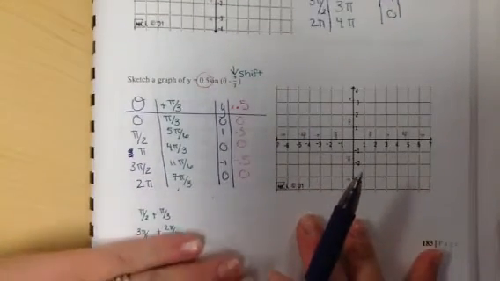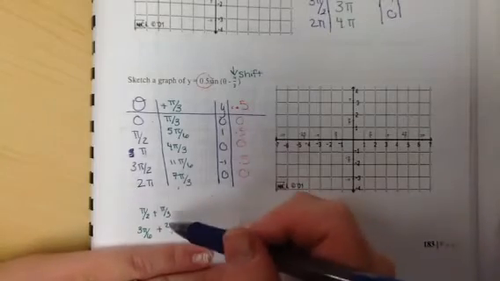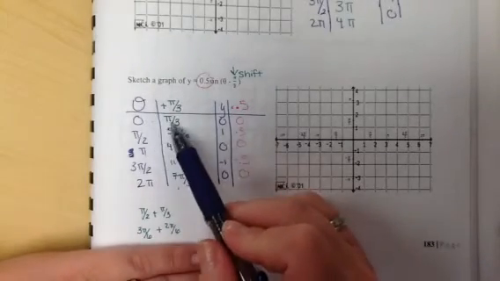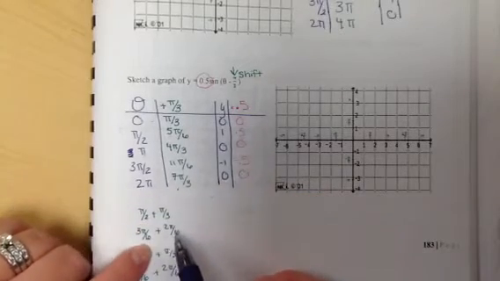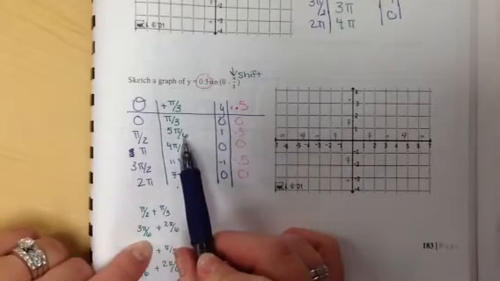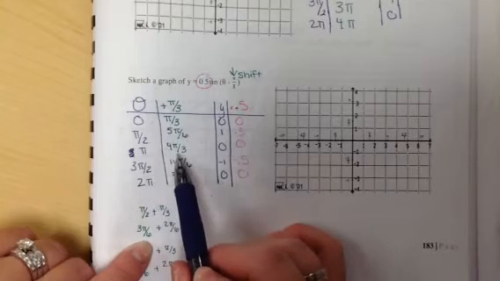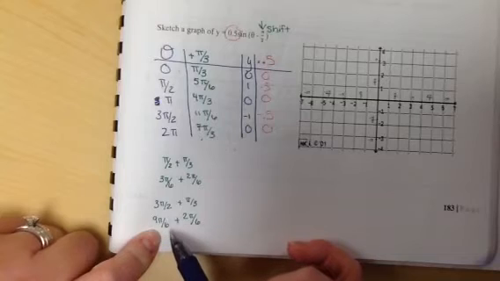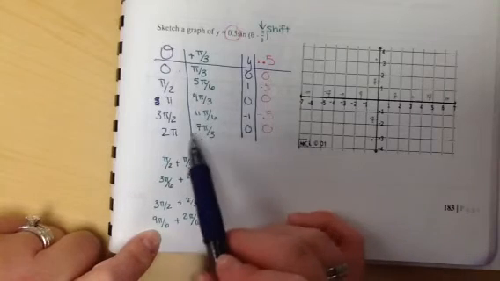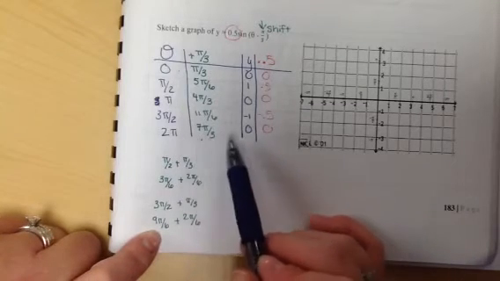Down here I had to find some common denominators to add things together. So 0 plus pi over 3 is pi over 3. Pi over 2 plus pi over 3 I wrote down here. I found common denominators and got my 5 pi over 6. Pi plus pi over 3 is 4 pi over 3. 3 pi over 2 plus pi over 3, I had to do some work down here. Got 11 pi over 6, and then 2 whole pi's with another pi over 3 is going to be 7 pi over 3.